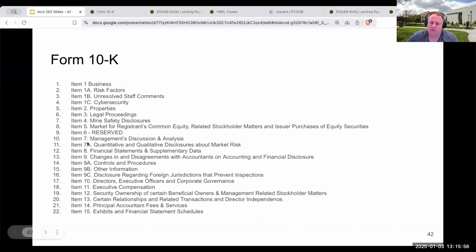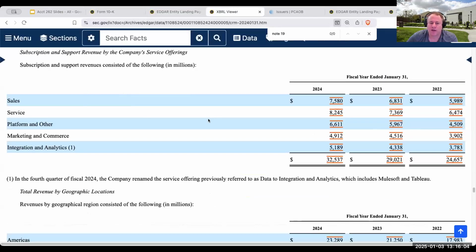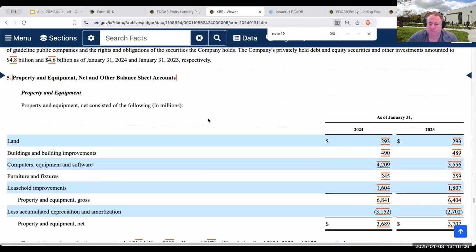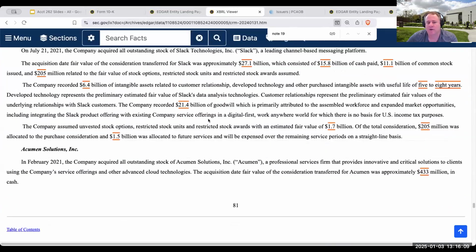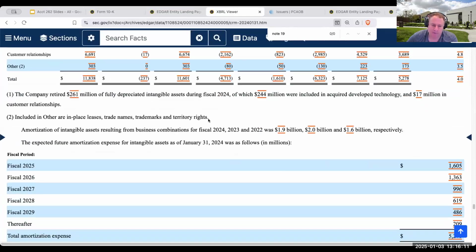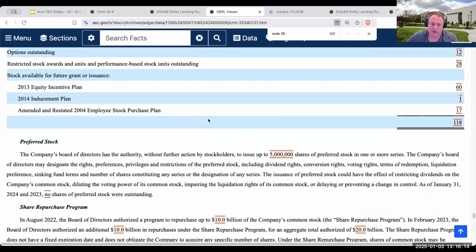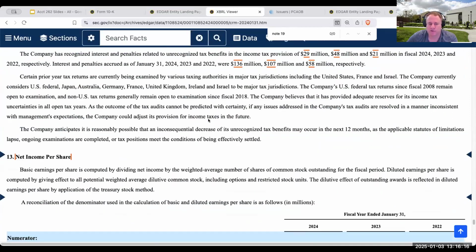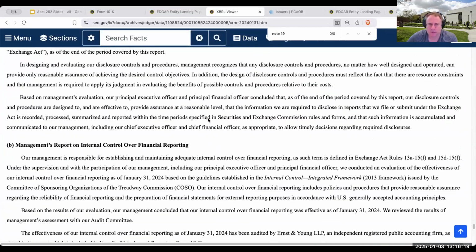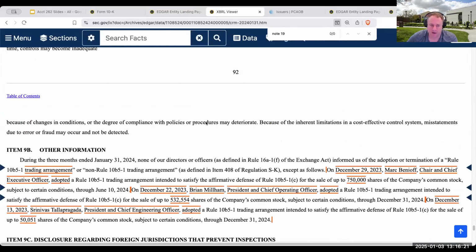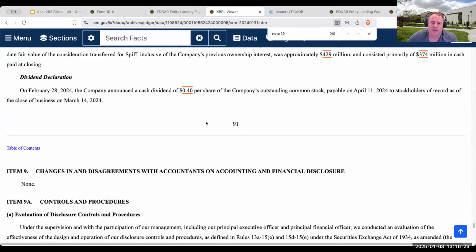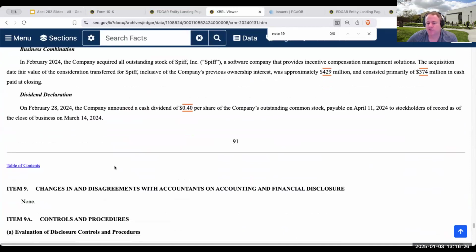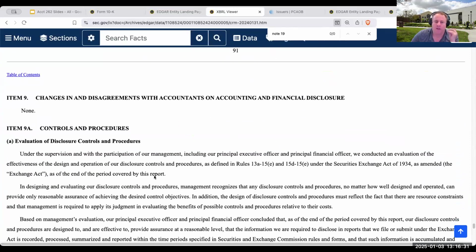So when we're looking at the financial statements and supplementary data, these are all of the things that management has prepared and is required to prepare under GAAP. We go through down here and look at all of these different disclosures and different footnotes. Lots of fun to prepare. So getting to Item 9, changes in and disagreements with accountants on accounting and financial disclosure, there were none.